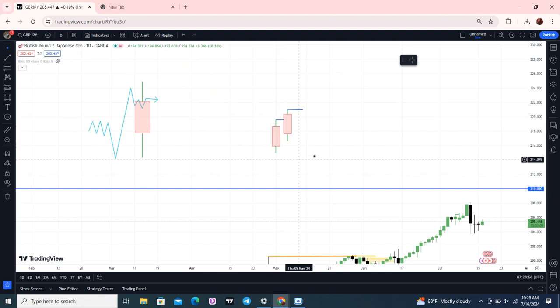Yeah, so I will mark these wicks. So how do I find the bias then? On the daily, I know that price is going to open from here. Price will open from where this body crossed. That's where the market will open from. Then it will go for an accumulation, manipulation, then distribution.